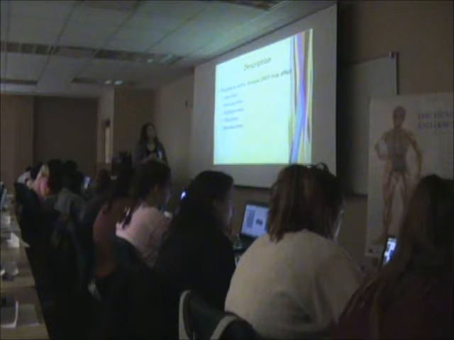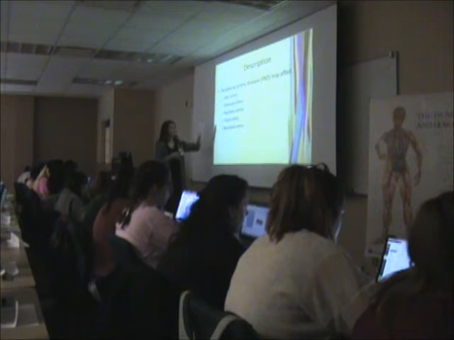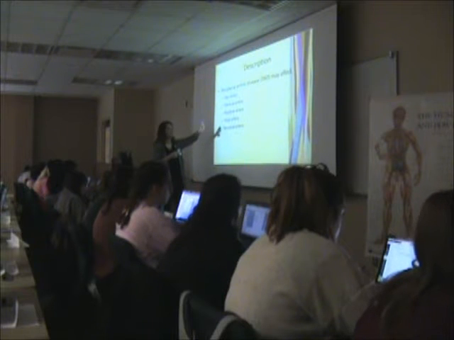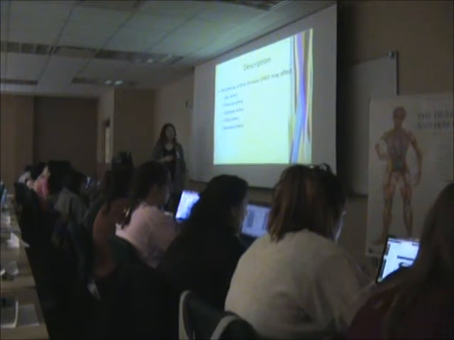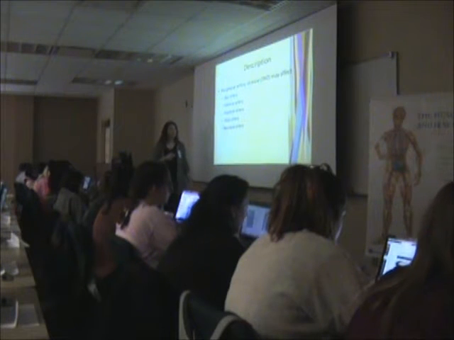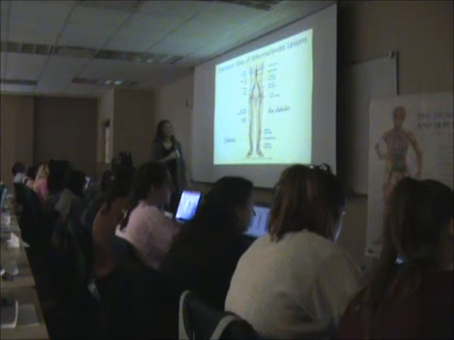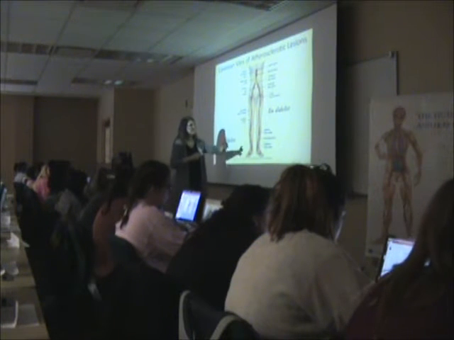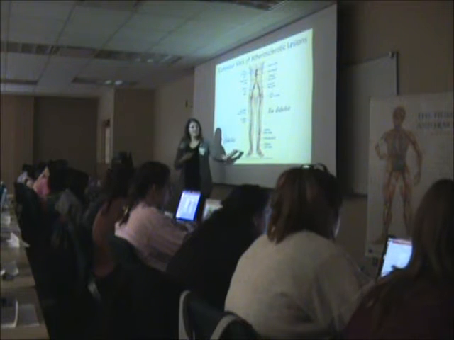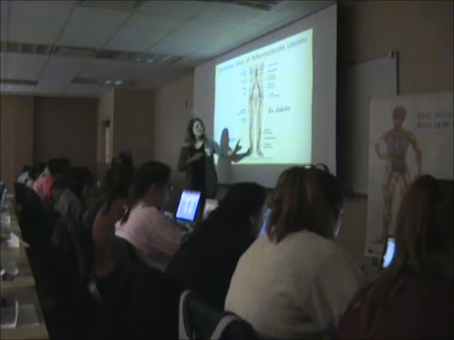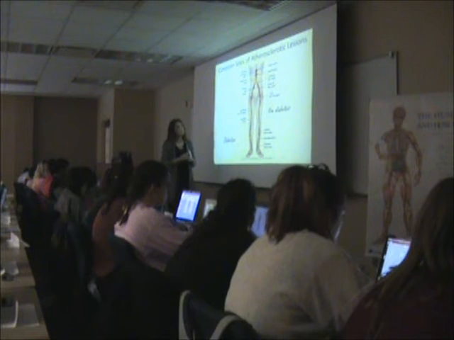These are some common sites for PAD to develop, and there's a picture later on that has the different sites. The iliac artery, femoral artery, popliteal, tibial, and the peroneal artery. And here they are. And diabetics tend to have arterial blockage below the knee here, most commonly in the anterior and posterior tibial.